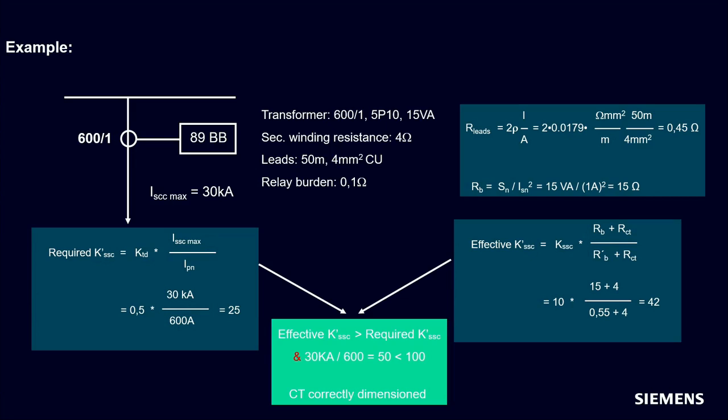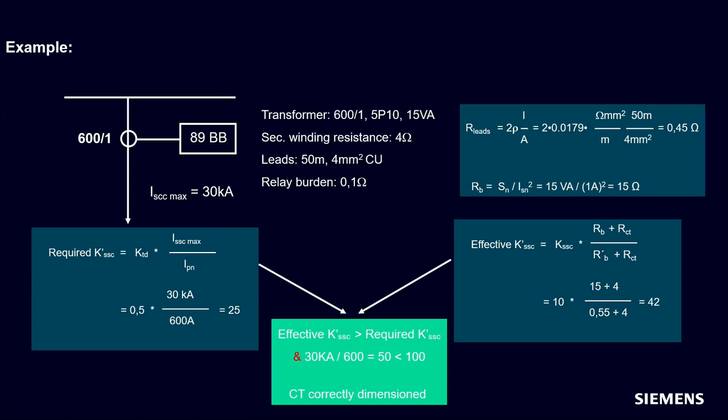And so the effective symmetrical short circuit factor is higher than the required, so it's fine. And we have to check also the limit of the operational range. So that's 30 kA divided by 600. That's 50, and that's smaller than 100. And so in this case, everything is fine. The CT is correctly dimensioned.